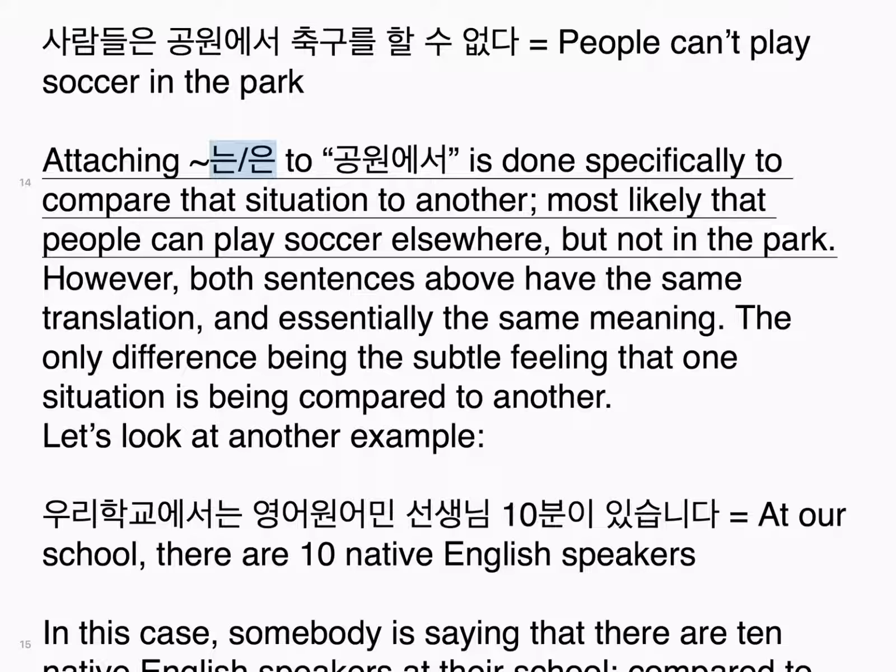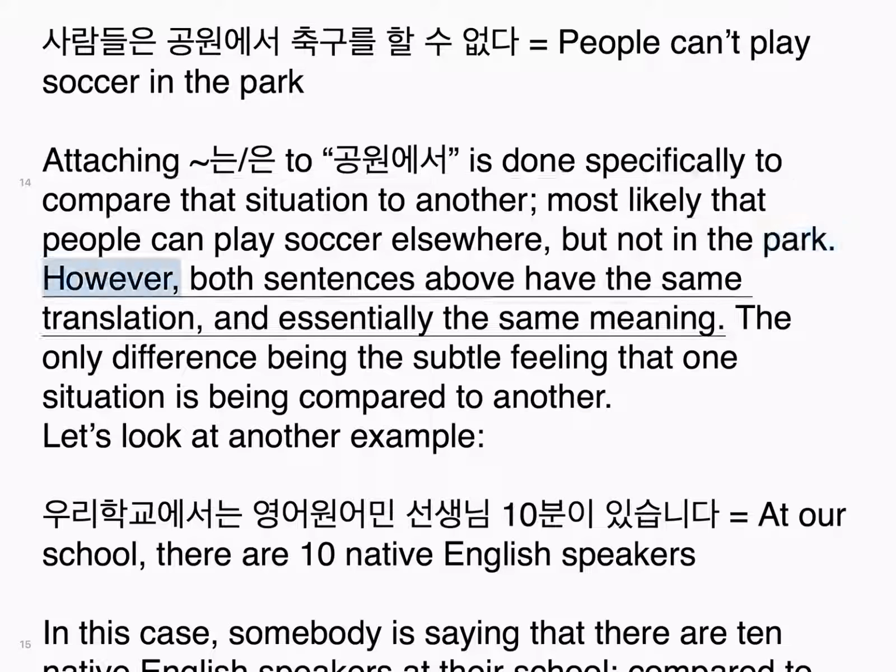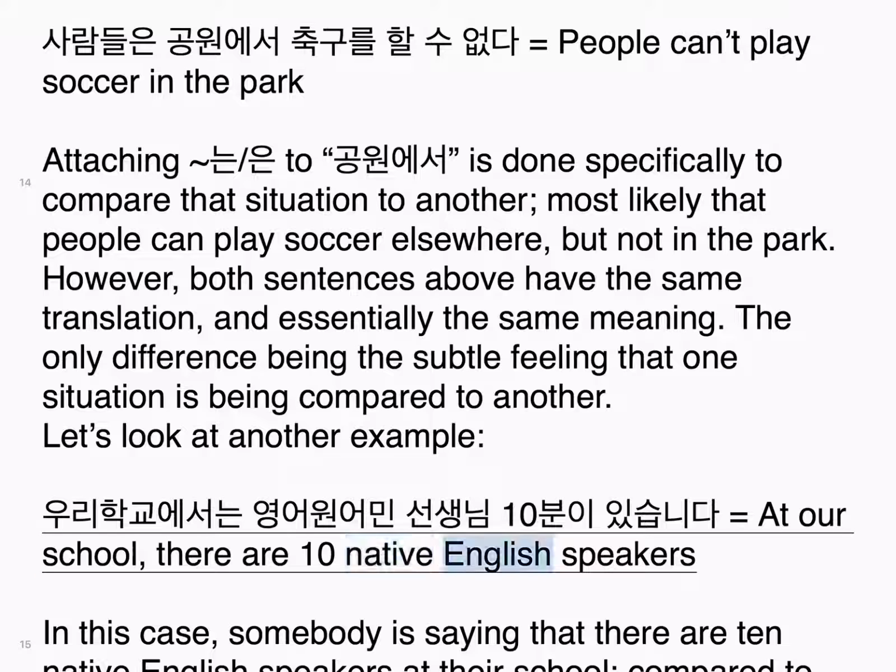Attaching 는 to 공원에서 is done specifically to compare that situation to another. Most likely, people can play soccer elsewhere, but not in the park. However, both sentences above have the same translation and essentially the same meaning, the only difference being the subtle feeling that one situation is being compared to another. Let's look at another example. 우리 학교에서는 영어 원어민 선생님 10분이 있습니다. At our school, there are 10 native English speakers.